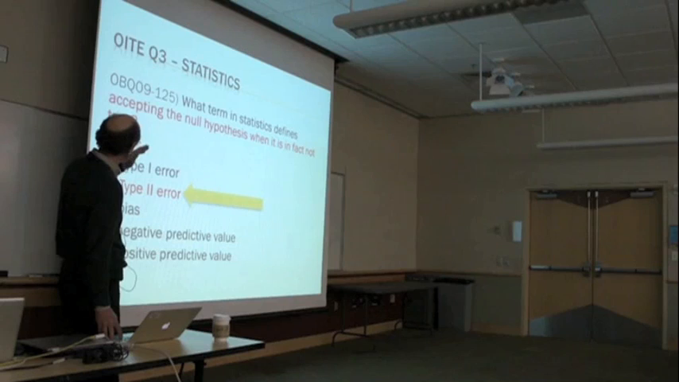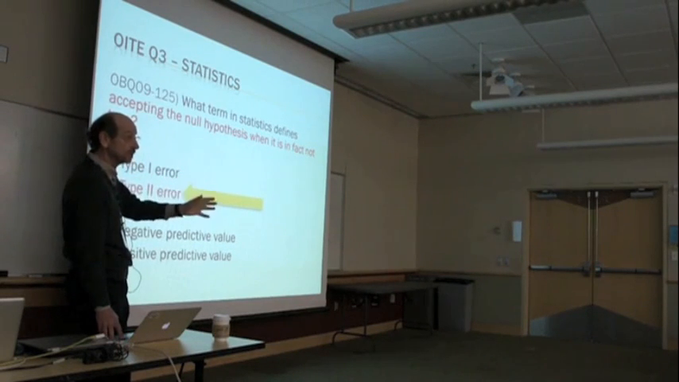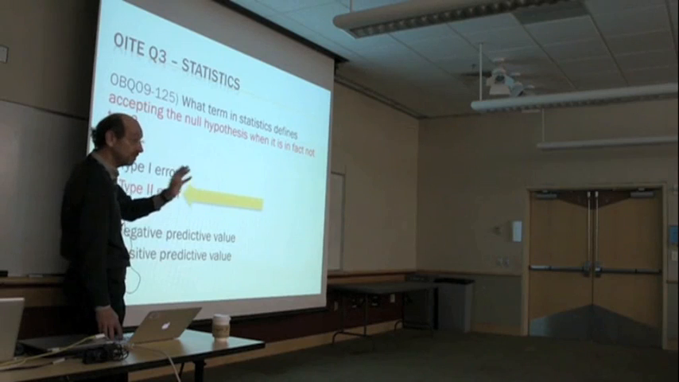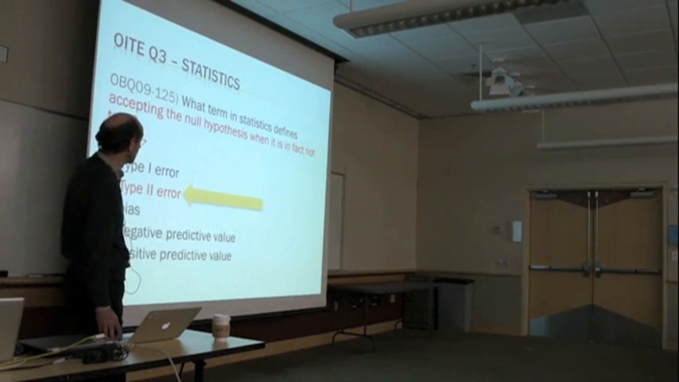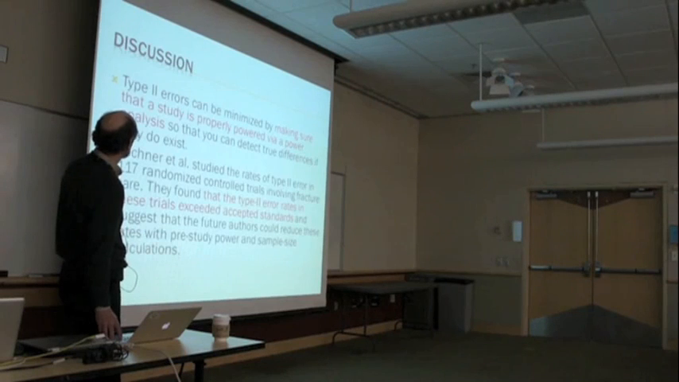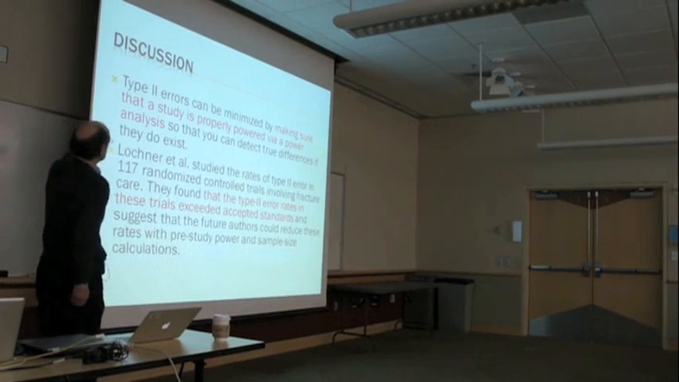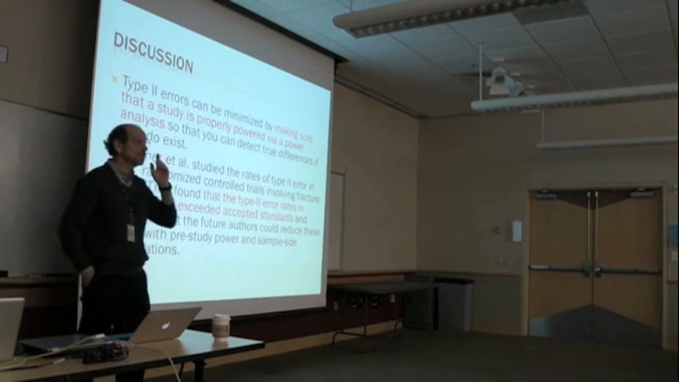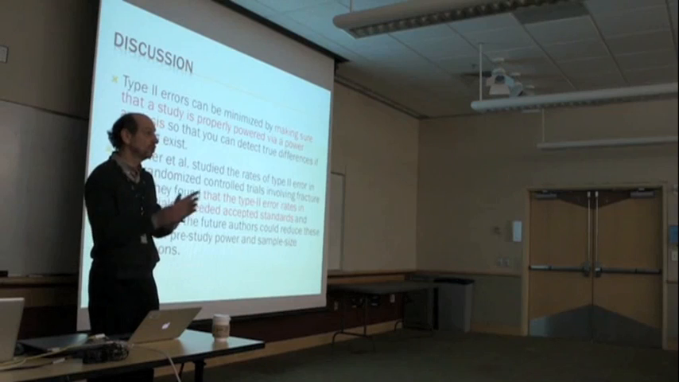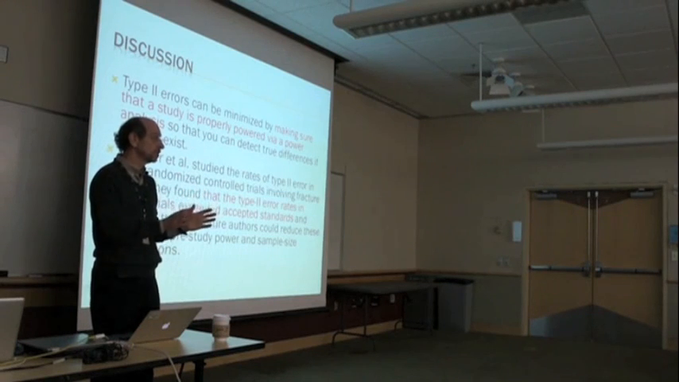So that occurs when you accept the fact that there's no difference between two treatments, but in fact there really was. So you have missed the effect here. Now let's look into some of these things a little more. Type 2 errors can be minimized by making sure that the study is properly powered. That is the most frequent reason for you rejecting the hypothesis when it's true.